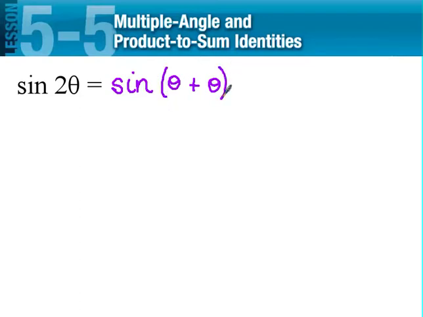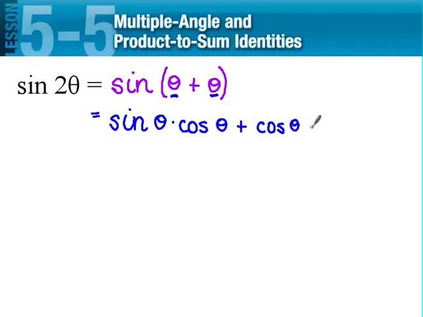It's theta plus theta. And now I'm actually going to utilize one of my previous formulas, the one that I just learned, sine of alpha plus beta. Remember that from the other day? The sine of alpha plus beta was the sine of the first angle, which in this case will be theta, times the cosine of the second angle, which is still theta, plus the cosine of the first angle, which is theta, times the sine of the second angle, which is theta.